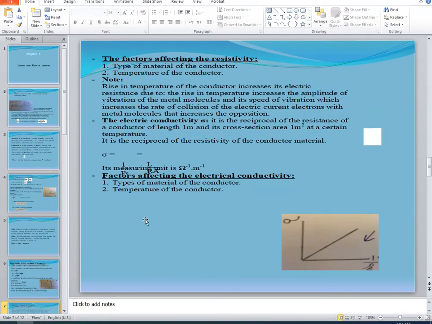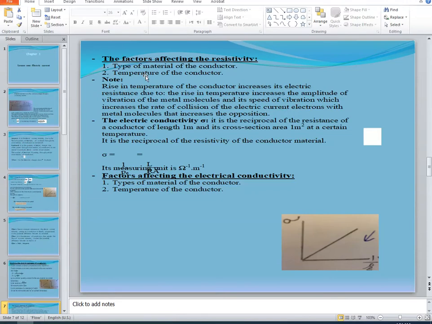If I asked you what are the factors that affect the resistivity? Resistivity is a constant value. Any constant value depends on only two factors that don't change. Number one, type of material. Number two, temperature of the conductor. Type of material and the temperature of the conductor.